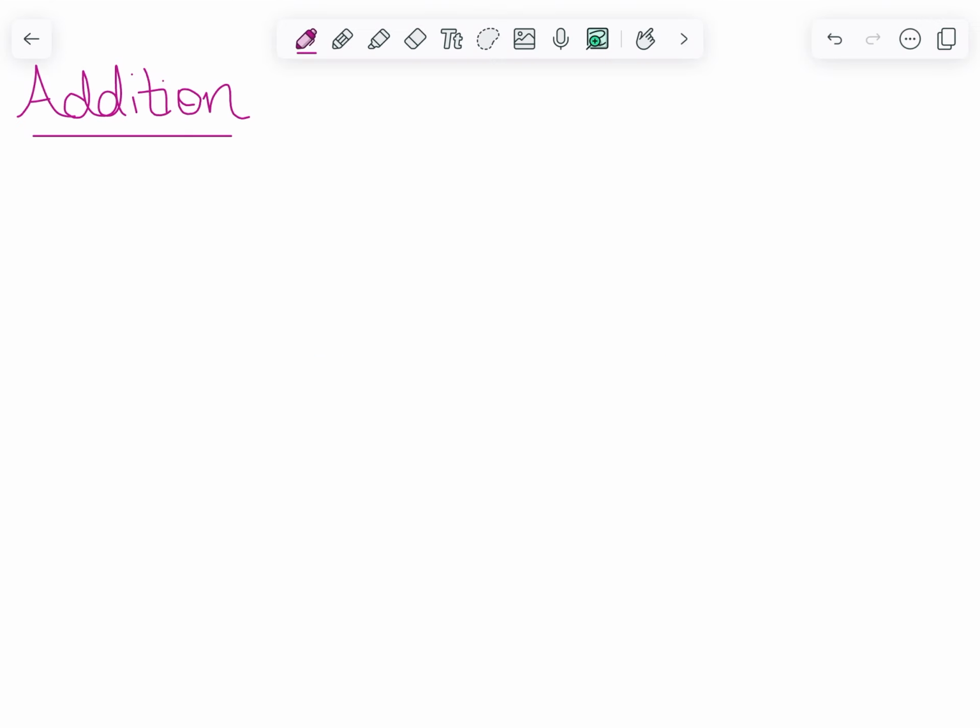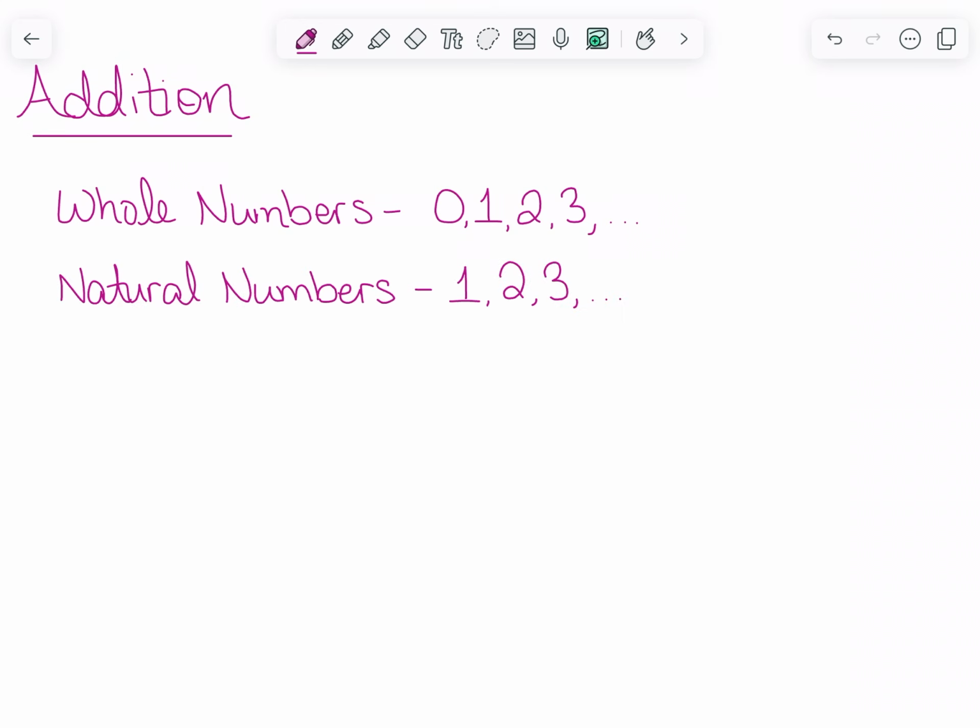Let's look at adding numbers. And for now, we are going to work with whole numbers. Whole numbers are the counting numbers 0, 1, 2, 3, etc. If we remove 0 from this list, we form the natural numbers 1, 2, 3, etc. So we're going to specifically look at adding two whole numbers.